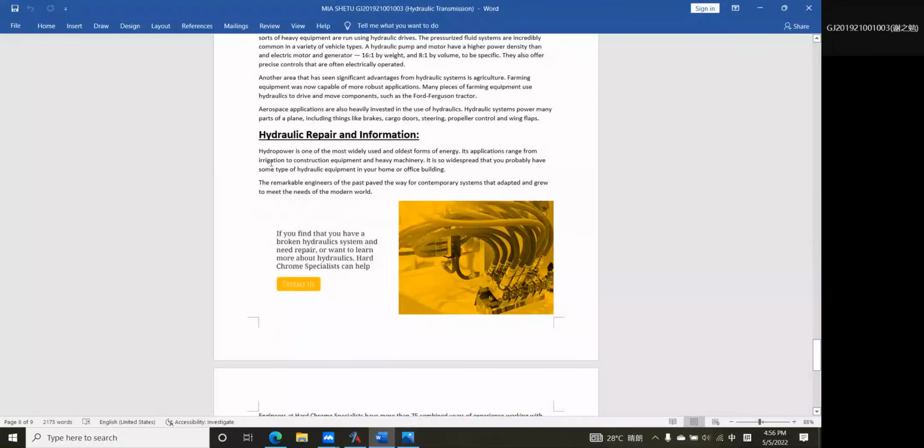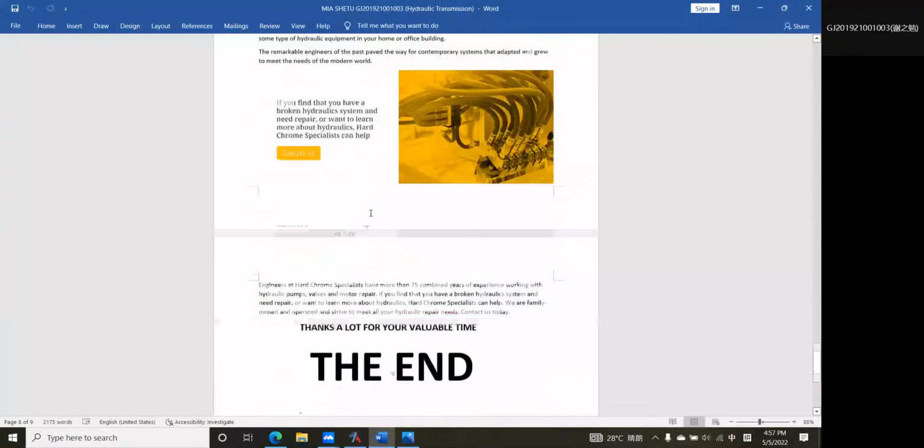Hydraulic repair and information. Hydropower is one of the most widely used and oldest forms of energy. Its applications range from irrigation to construction equipment and heavy machinery. It is so widespread that you probably have some type of hydraulic equipment in your home or office building. The remarkable engineers of the past paved the way for contemporary systems that adapted and grew to meet the needs of a modern world.